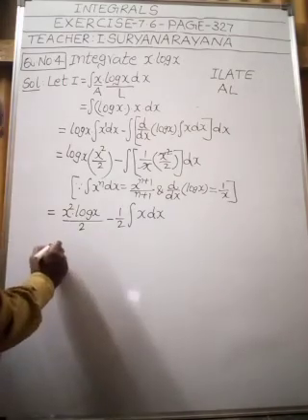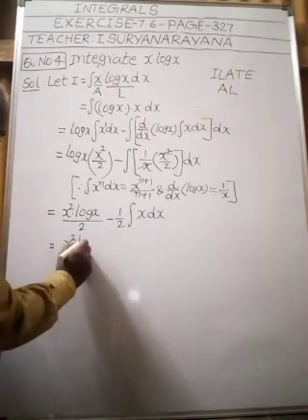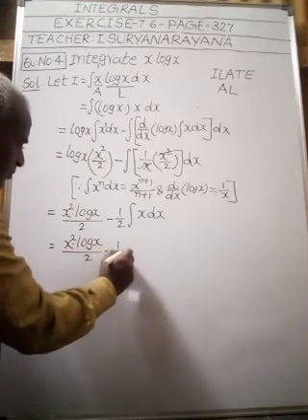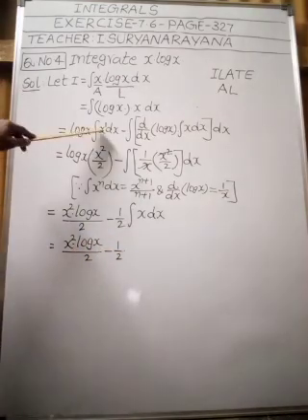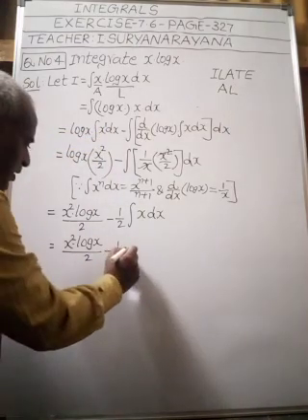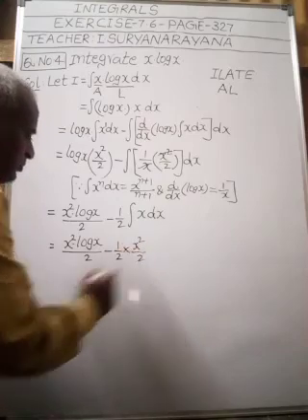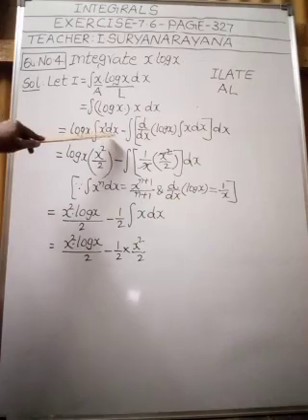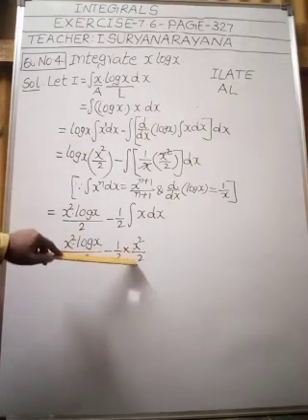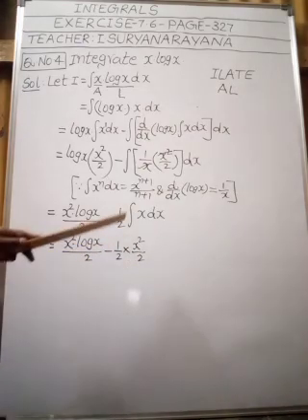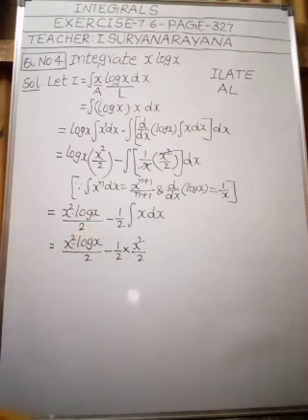Right. That is equal to x square log x by 2 minus 1 by 2 integral x dx. We have already found integral x dx is equal to x square by 2. Here I am not writing this formula again because we have already found the value of integral x dx is x square by 2. We used this same result here. Okay, my children, understood? Right. So the integration part is also over. Let us simplify the terms.